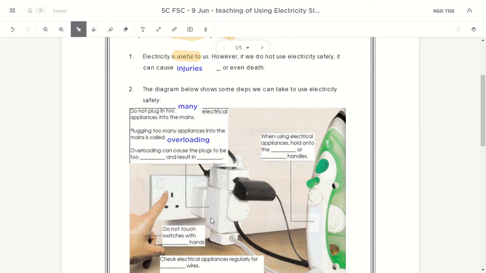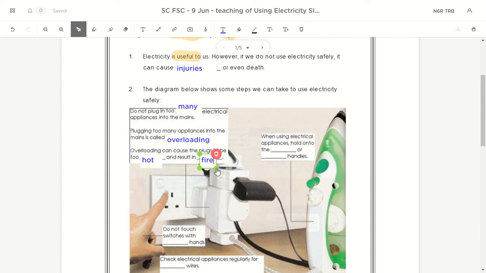Like the picture shown, you have one power plug and at least three appliances connected together. No, actually 1, 2, 3, 4. So we have 4 electrical appliances connected using one power point. This is what we call electrical overloading, drawing too much electricity. It can cause the plugs to become too hot. Sometimes at home you can feel it. When the sockets and plugs are very hot, they can overheat and result in fire.